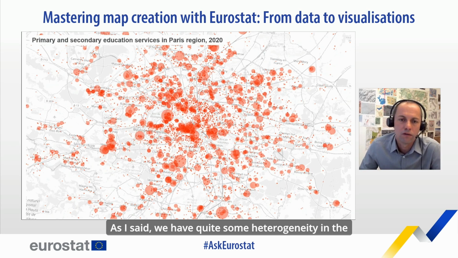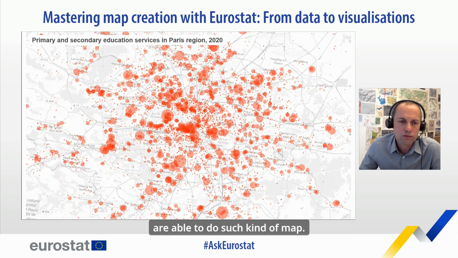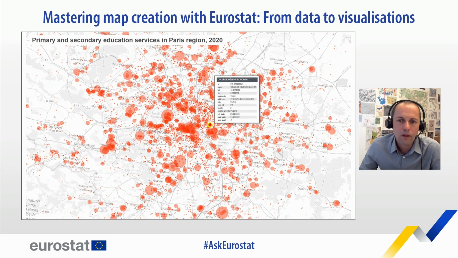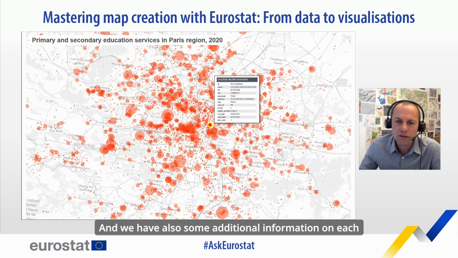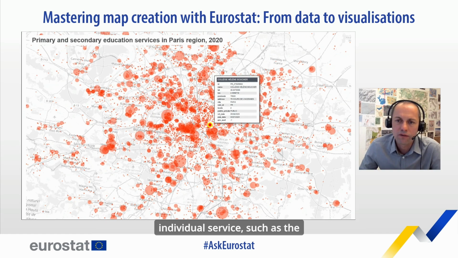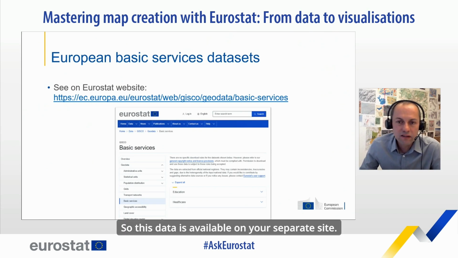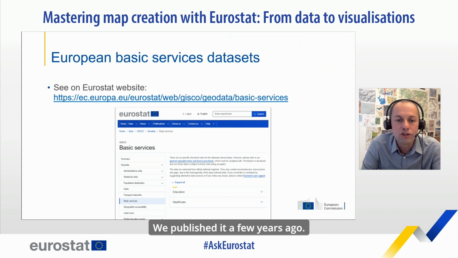As I said, we have quite some heterogeneity in the availability of the data, but in many countries, we are able to do such kind of map. And we have also some additional information on each individual service, such as the address, the name of the service, and so on. So this data is available on Eurostat website. We published it a few years ago.